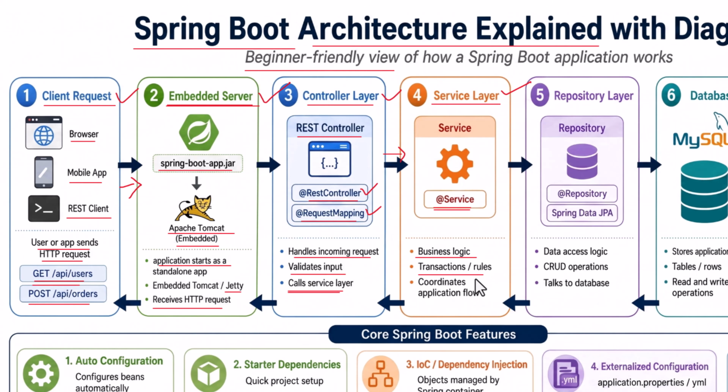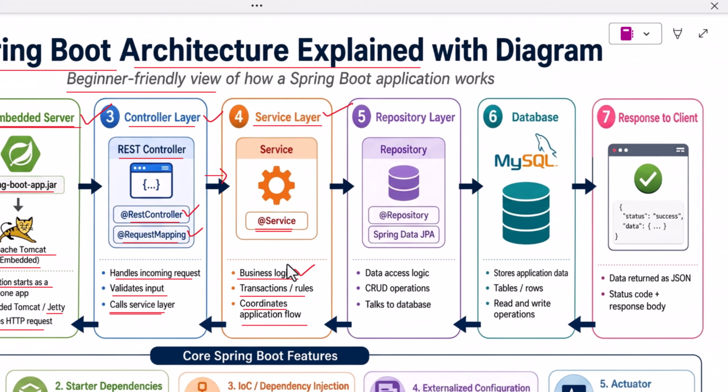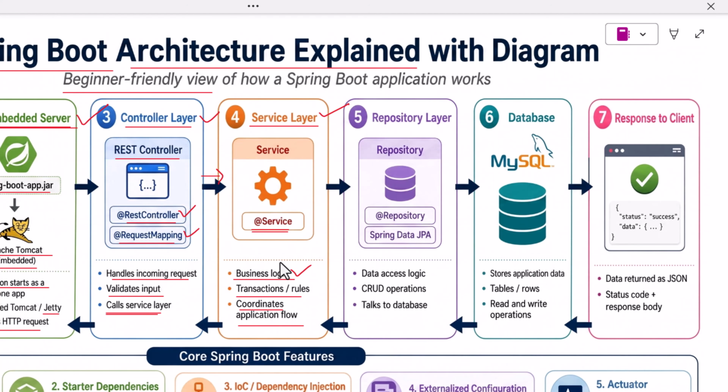A transaction helps ensure that a group of database operations succeeds or fails as one unit. For example, creating an order may require saving the order and updating product inventory. If one operation fails, the transaction can roll back the completed changes to keep the database consistent. The service layer should focus on business decisions and application flow. It should not normally contain low-level database access code. For database operations, the service layer calls the repository layer. The fifth step is the repository layer.